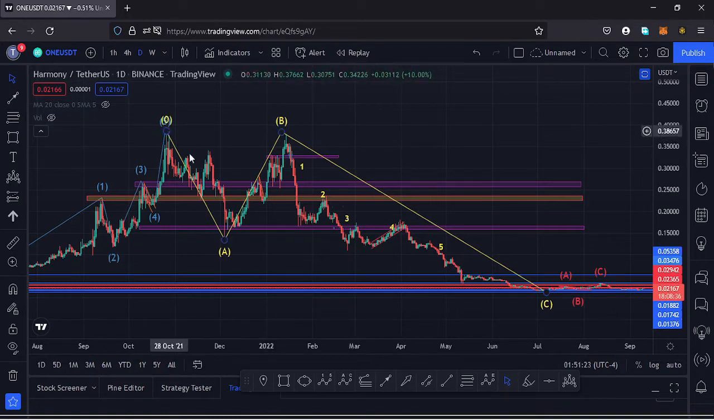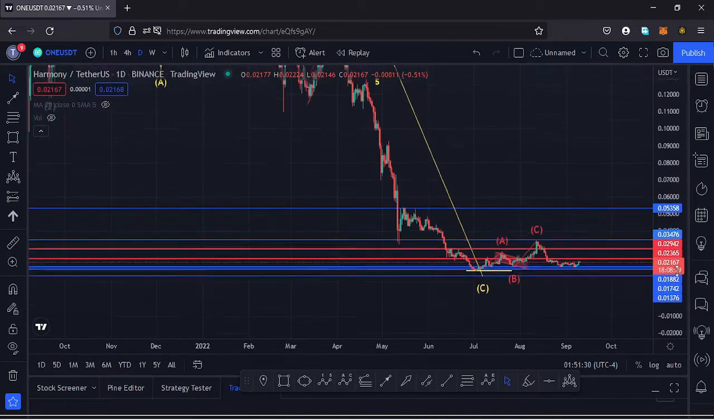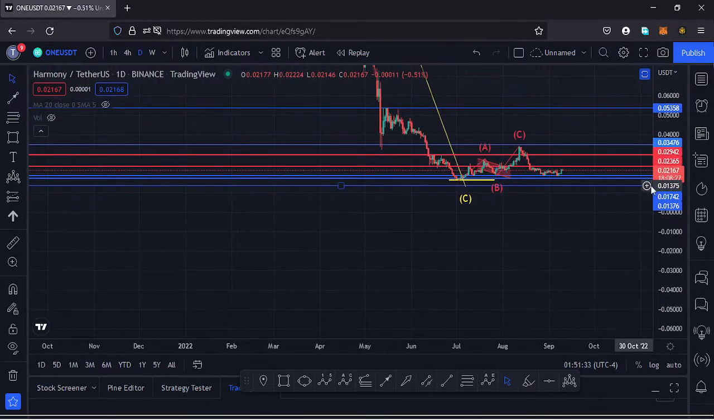Harmony One from the all-time high has been seeing lower prices in this massive ABC correction, which has now taken us back to around the $0.02 mark. And starting my analysis here on the daily charts.